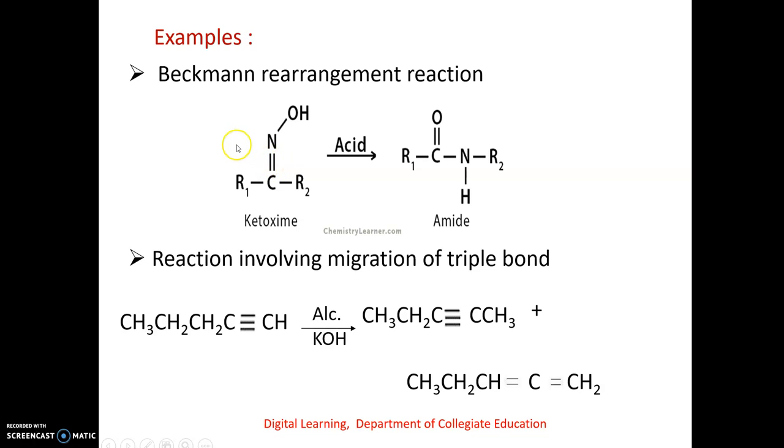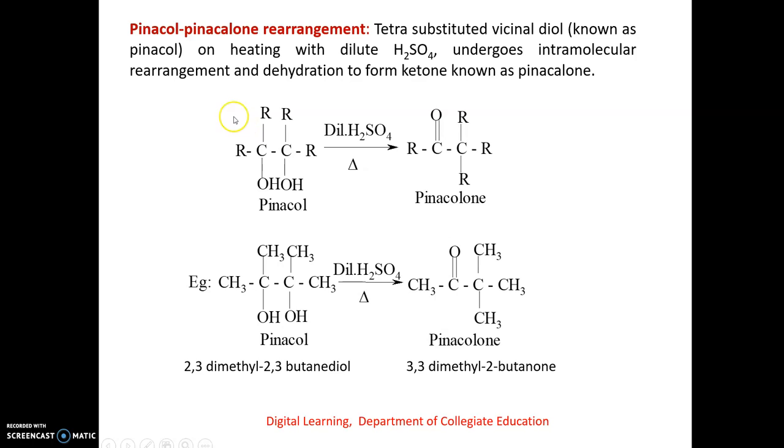Another classical example of a rearrangement reaction is the Beckmann rearrangement reaction. Whenever we take an oxime and it is treated with an acidic reagent, which can be phosphorus pentachloride, thionyl chloride, or any acid, it undergoes a molecular rearrangement to give the amide, and this rearrangement we call the Beckmann rearrangement reaction. And another example for a rearrangement reaction is the pinacol-pinacolone rearrangement.